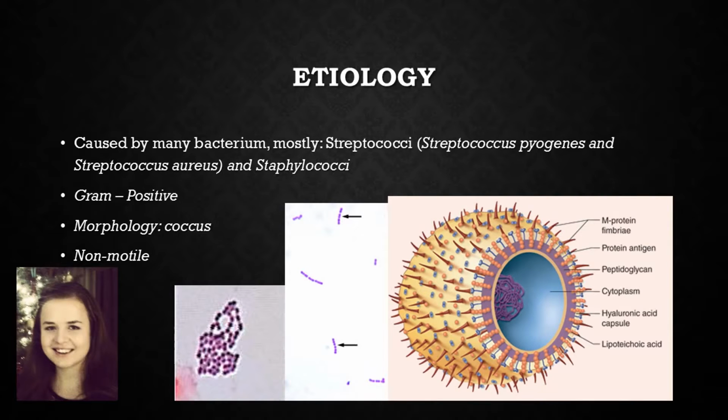I've added a couple of gram stains to this, and so you can see the one on the right that looks like chains is streptococci, and the one on the left that's kind of bunched together is staphylococci. This cell is gram positive, and its morphology is coccus. As you can see in the cell that I've provided here, it has a thick peptidoglycan cell wall, and it's shaped as a sphere, and it's also non-motile.